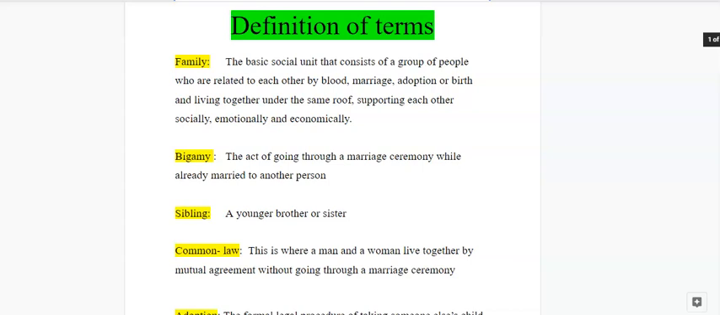Very good. You are correct. If your answer is, this is where a man and a woman live together by mutual agreement without going through a marriage ceremony. So in other words, a man and a woman, they are involved in a sexual relationship. In some cases, children are involved. In other cases, they have achieved a lot of assets together. However, they are not legally married. And the law recognizes this type of relationship as common law union. And we will look at that in another lesson.